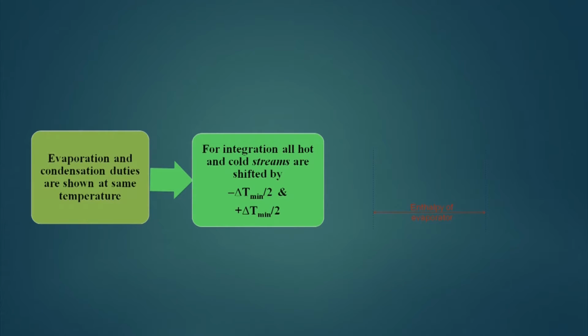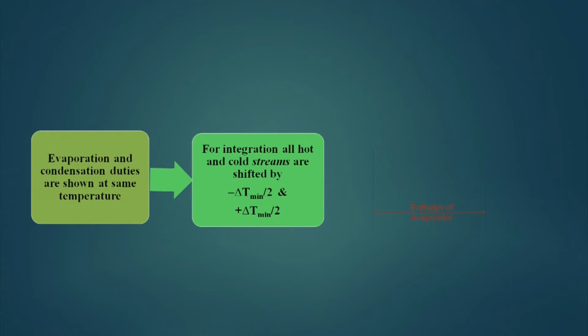Evaporation and condensation duties are shown at the same temperature. If you see an evaporator, the evaporation takes place of the liquid, and the vapor which is being generated due to this evaporation works as a heating medium to the second evaporator, and thus the boiling liquid and the vapor which is created out of it are at the same temperature.